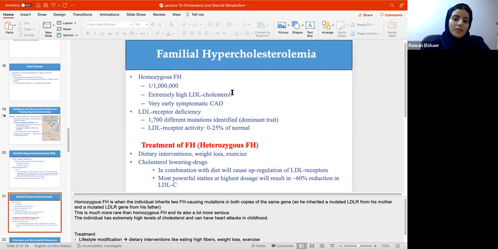So it's going to be worse for the patient. You're going to have these patients who present with heart attacks in their childhood. That's how severe it is, and that's mainly what you need to know.